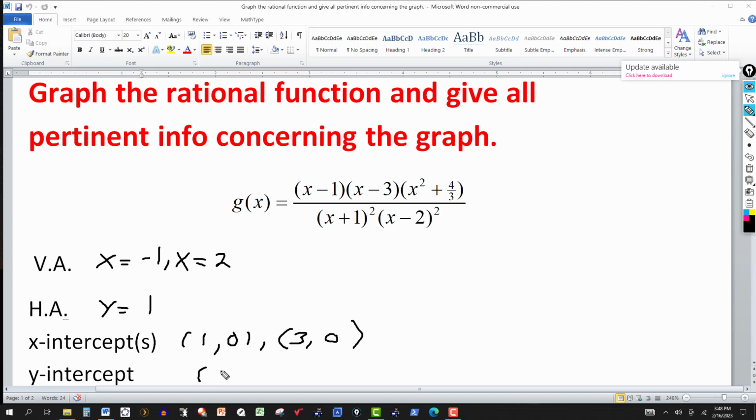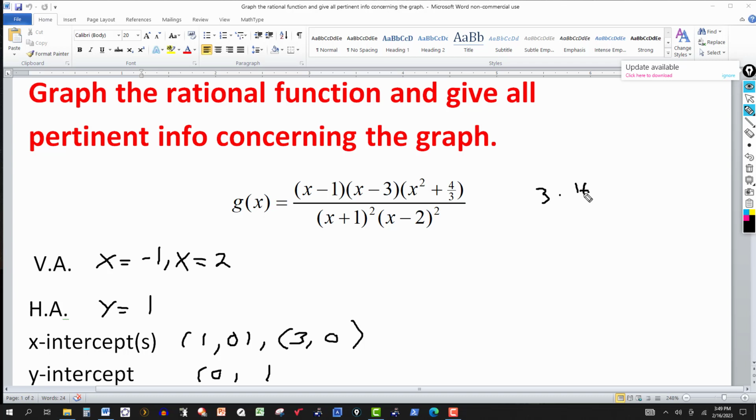Now, the y-intercept is found by replacing the x by 0. So if I let x equal 0, plug it into that function, put a 0 where the x is, what value do I get for y? Well, let's try it. 0 there is minus 1, 0 there is minus 3, so minus 1 times minus 3 is 3. And then x squared, 0 squared is 0, and then I get 4/3 there.